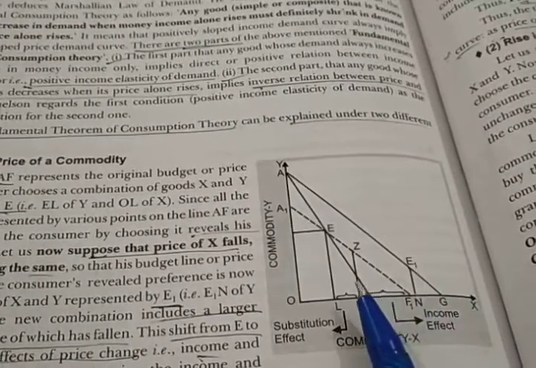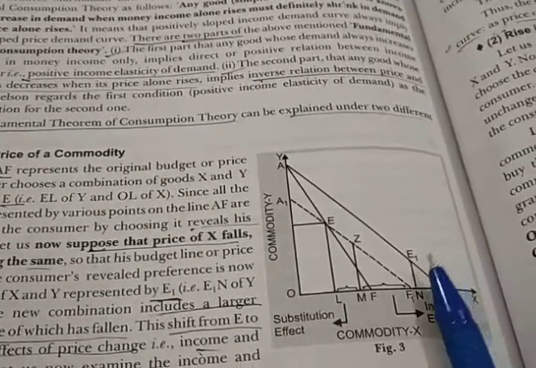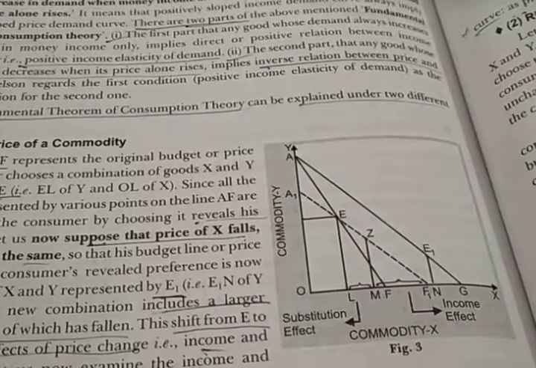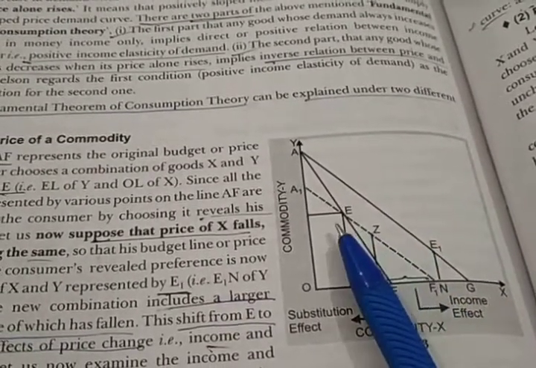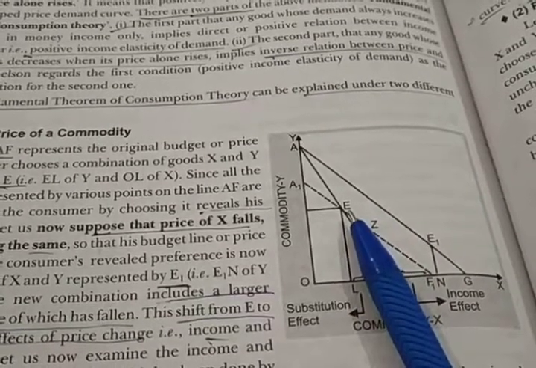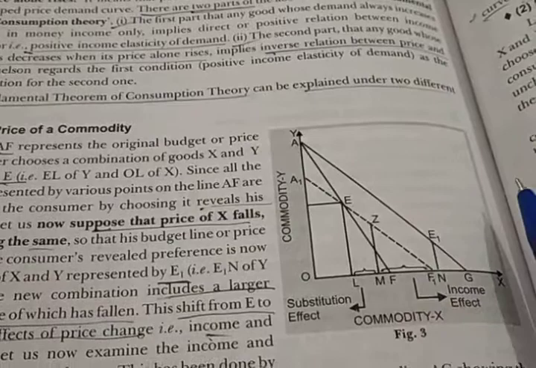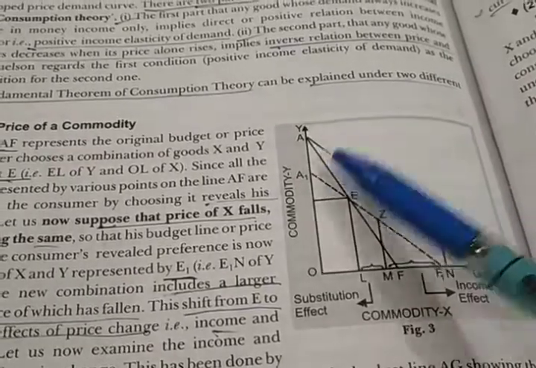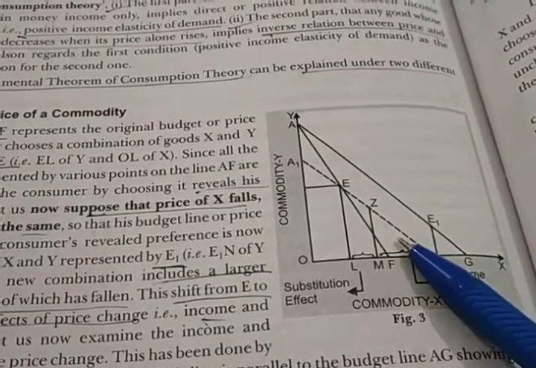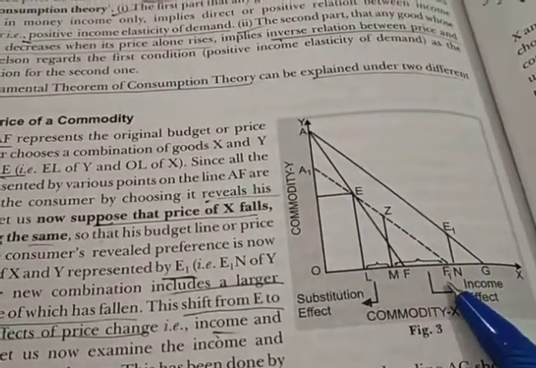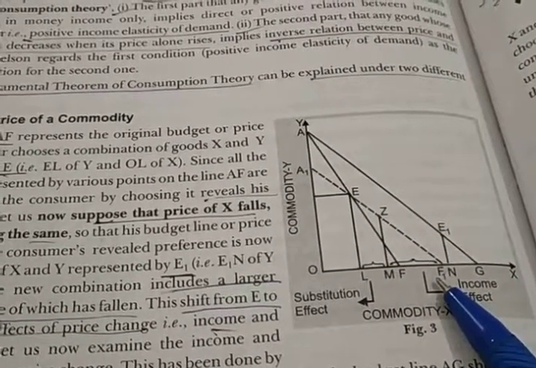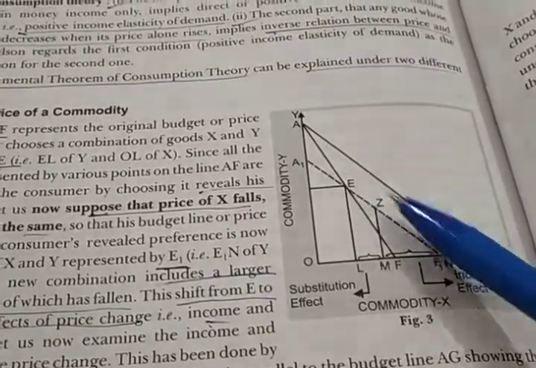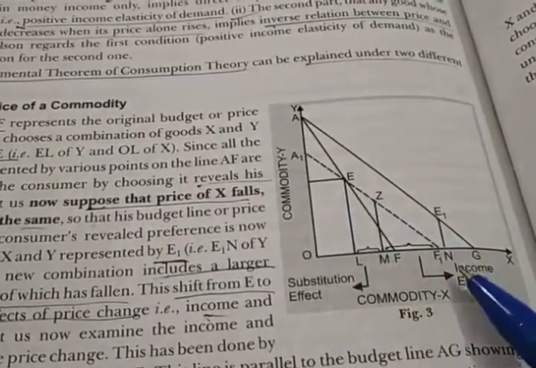So some money income is taken away from him so that he can purchase the same amount of goods that he was purchasing earlier, so that his real income remains constant. So to make his real income constant, some money income is taken away from him. When the income is taken away from him, then this very price line AG will fall back to A1F1. This will be the new price line, and this price line AG will come backwards as a parallel line. It will become A1F1.